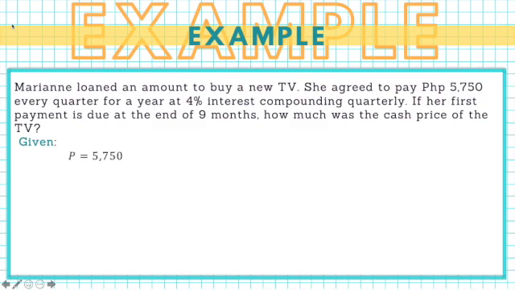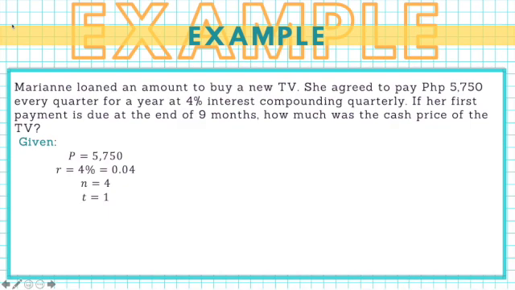Again, we start with the values given in our situation. Our periodic payment is 5,750 pesos, 4% interest or 0.04. It is compounding quarterly, so our N is equal to 4, and the time is 1 since she will only be paying for 1 year. Now, it says here that her first payment is due at the end of 9 months, and she is going to pay every quarter. Every quarter means that she'll be paying every 3 months.